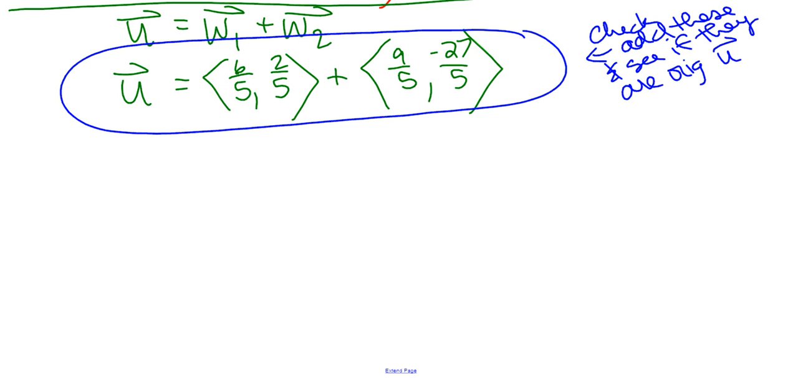6/5 plus 9/5 is what? 15/5. That's 3. And so we get 3. And 2/5 minus 27/5 is -25/5, which is -5, correct?